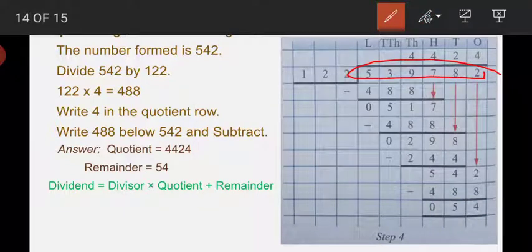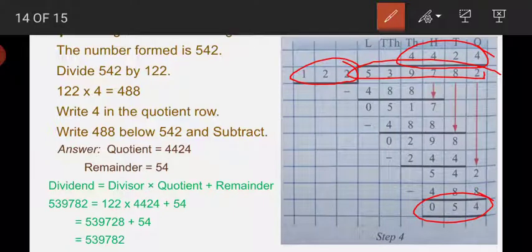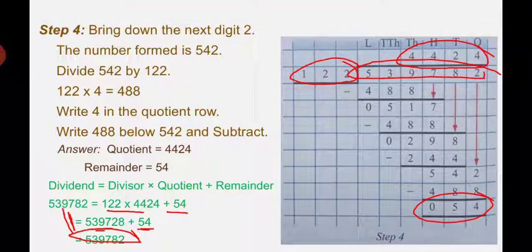The dividend equals divisor, here the divisor is 122, quotient is 4424, and remainder is 54. So in this way you have to write to check whether it is correct or not. Here you have to multiply the divisor with the quotient and add that to the remainder. So we get the product of divisor and quotient as this one, to which you have to add the remainder. So we get this as the addition, so we can say that both are same, so our division is correct. In this way you have to divide any number by any number.